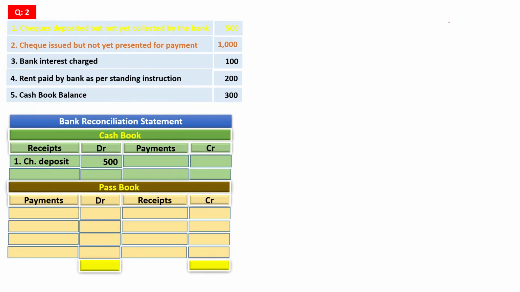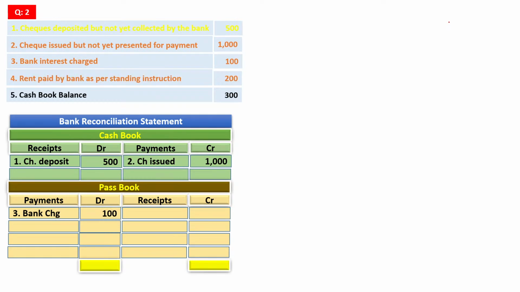Check issued but not presented for payment. We have issued, meaning we would have recorded it on the payment side, but there is no corresponding record on the passbook side. Third one, bank interest charged. Maybe on the payment side of the passbook. That may be the bank charges. So, post that here.